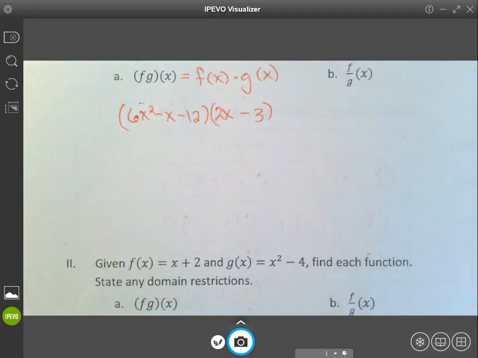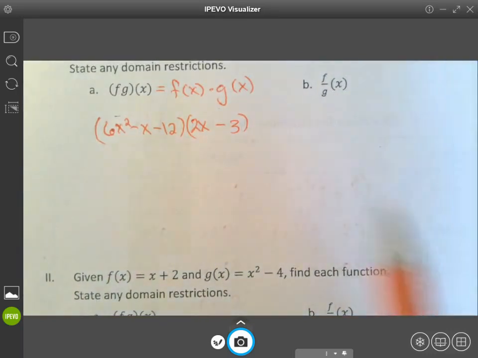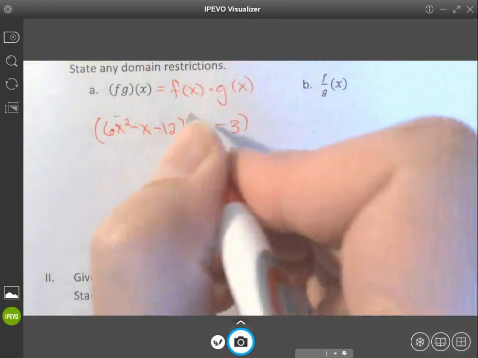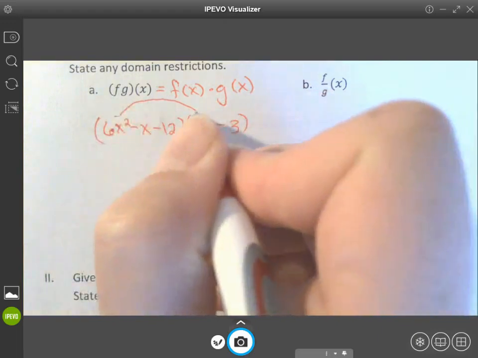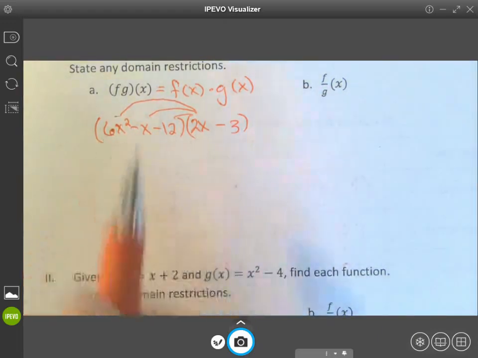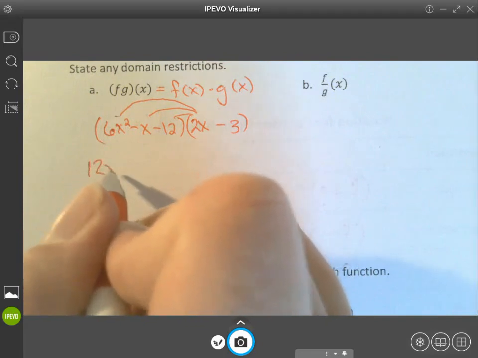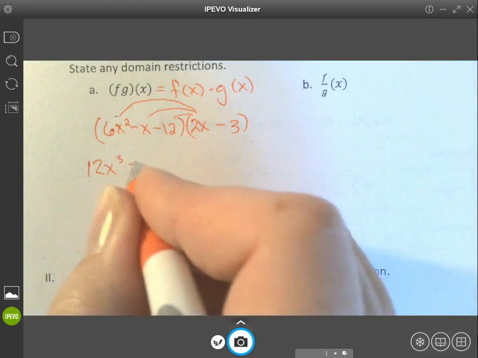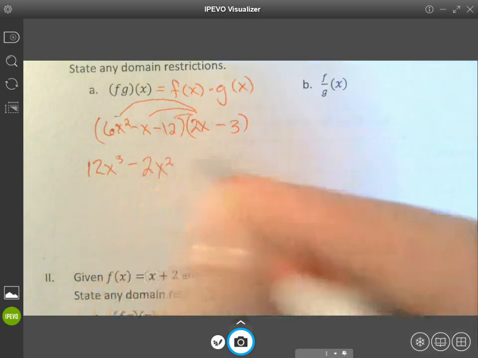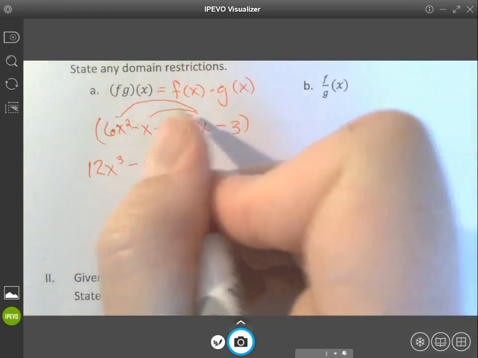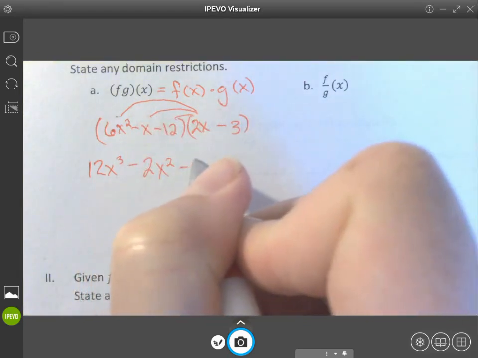I like to distribute, but here's what I'm going to do. I don't like to take 3 things times 2. I want to take these 2 things and distribute. So I'm reversing my distribution. So I'm going to take a minute and slow my brain down. 2 times 6 is 12. Keep the x, add the powers. I get a negative this time, 2x squared. So think about your sign, your number, then your power. And then 2x times negative 12, negative 24x.